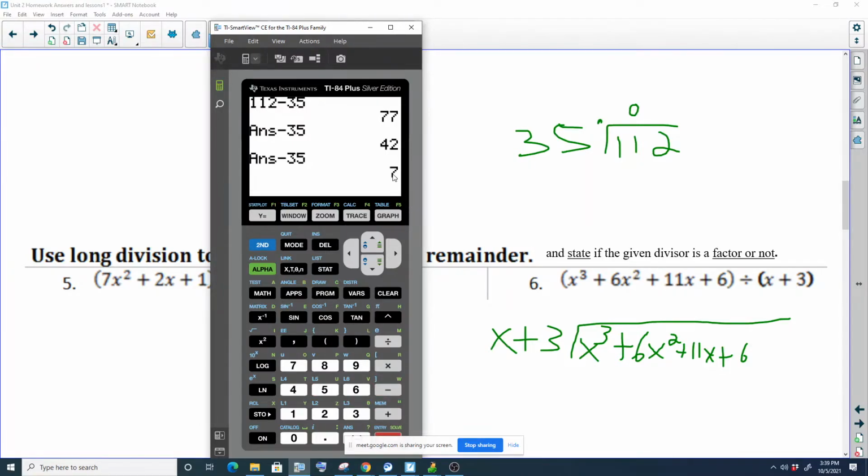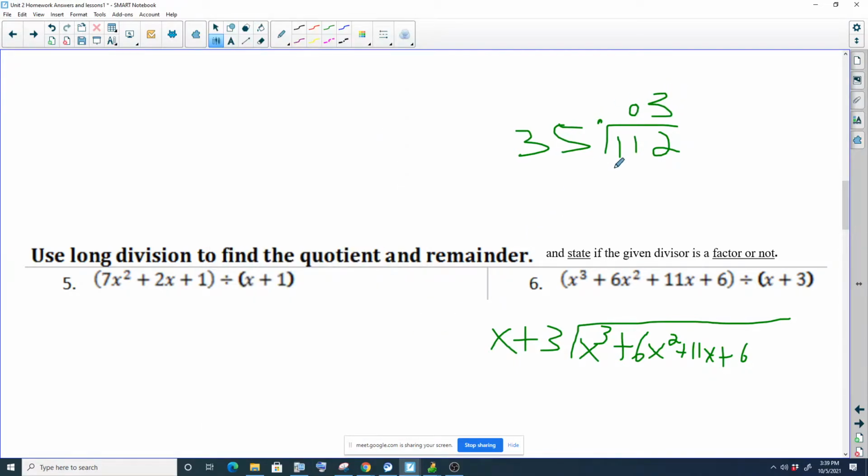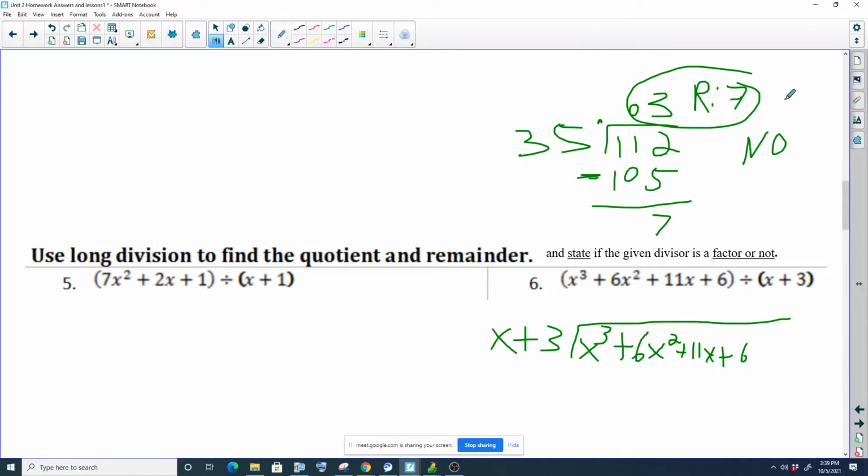So look, that went 1, 2, 3 times. So 35 times 3 is 105. And then 112 minus, change those signs. So 112 minus 105 is 7. So we get 3 with remainder 7. Nice. So there's our answer. And no, it's not a factor because it does not divide evenly into it. We get a remainder of not 0. So we would say no, it's not a factor.